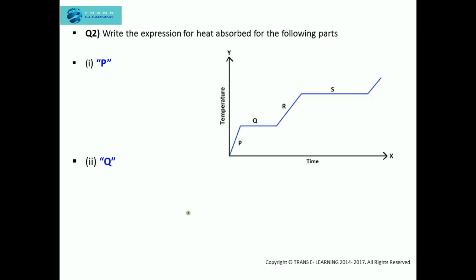Next question. Write the expression for heat absorbed for the following parts, P and Q. First of all, let me label it quickly. This is the heating curve, so here we have the solid. There is a rise in temperature, we have the solid. There is no rise in temperature, so there will be a change in state. We have the liquid, and this process represents melting. Then there is a rise in temperature, we have liquid here, and there is no rise in temperature, we have gas here, and this represents boiling or vaporization. And again we have the gaseous phase here.